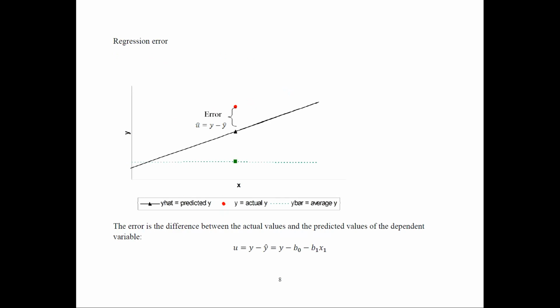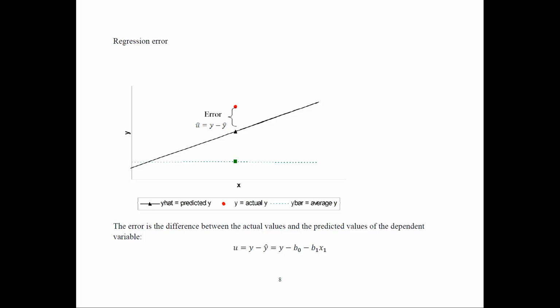Okay, so now we will discuss regression error. We're trying to make a prediction, and we're trying to make the best possible prediction for the y variable, the dependent variable. If we don't know anything about the x variables, our best prediction would be this line here, which would be y bar, or the average for y.